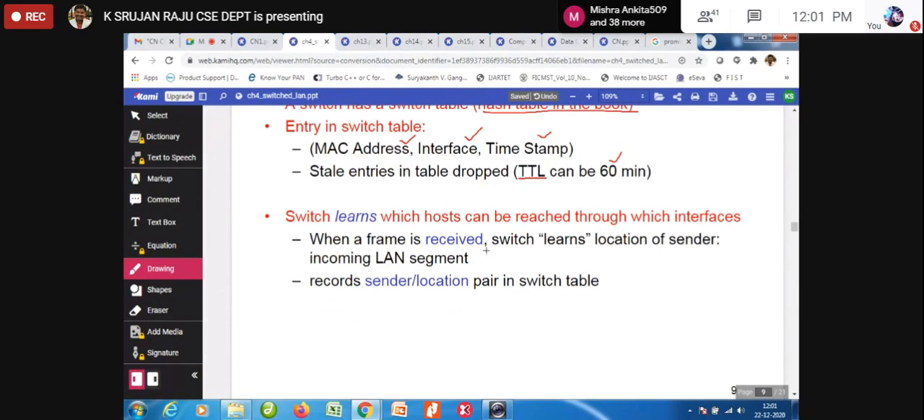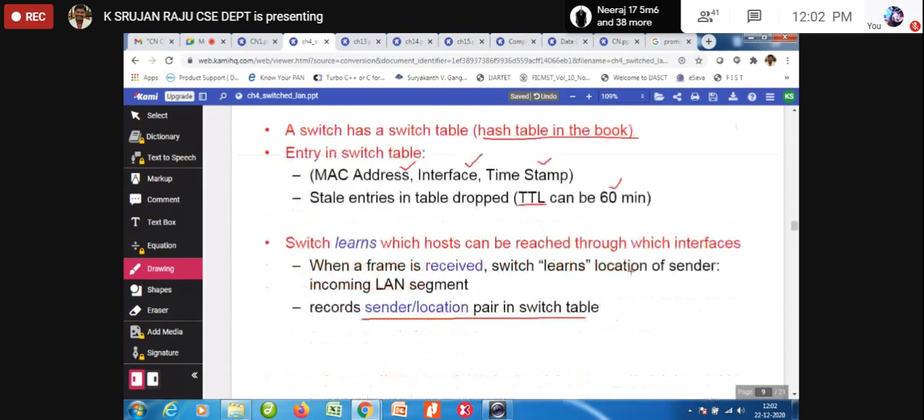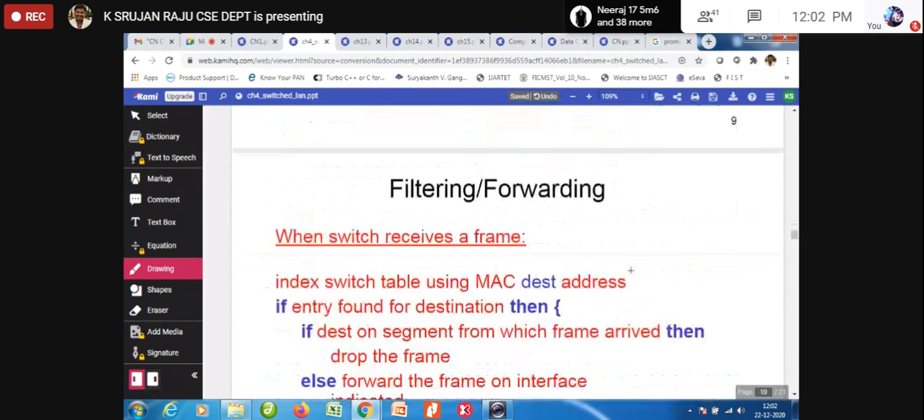When a frame is received, the switch learns the location of the sender, the incoming LAN segment, and then it records the sender and location pair in the switch table. That is what we have seen, that is the self-learning mode which happens. Then forwarding.